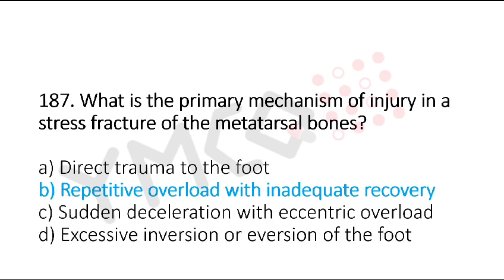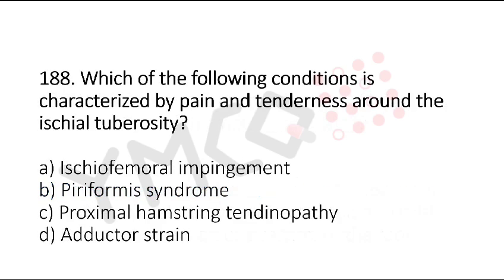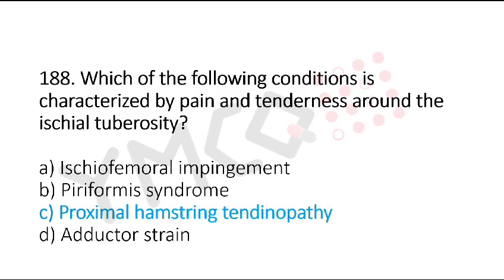Now let's move to question number 188. Which of the following conditions is characterized by pain and tenderness around the ischial tuberosity? Option A, ischiofemoral impingement. Option B, piriformis syndrome. Option C, proximal hamstring tendinopathy. Option D, adductor strain. And the answer is option C, proximal hamstring tendinopathy.